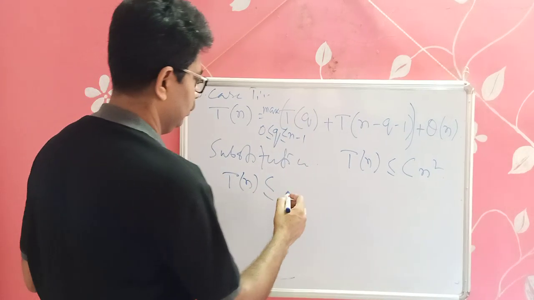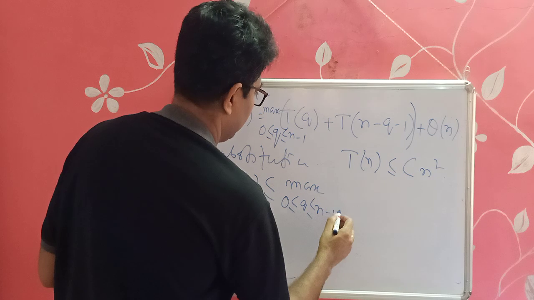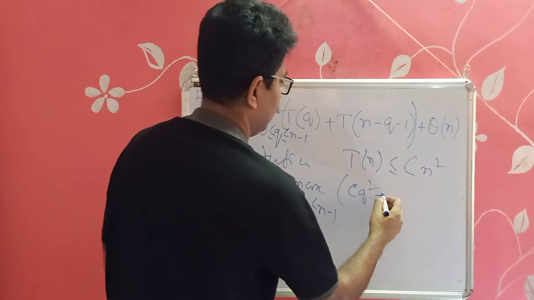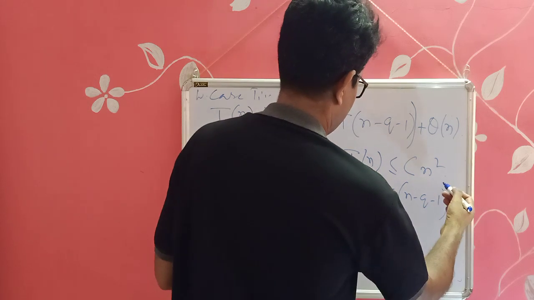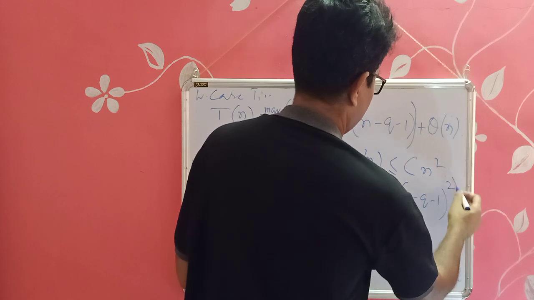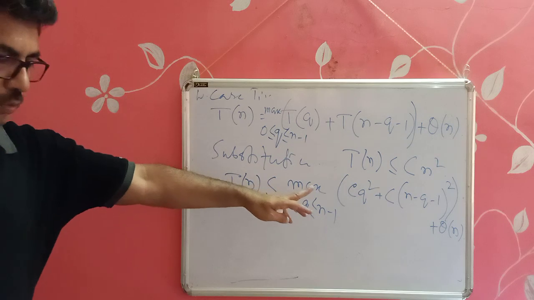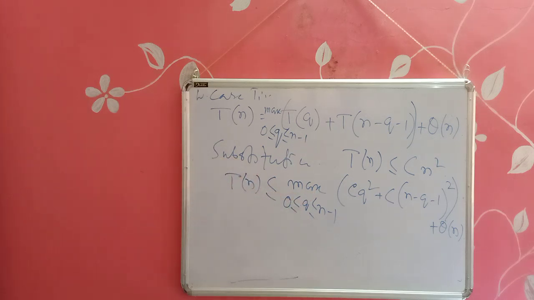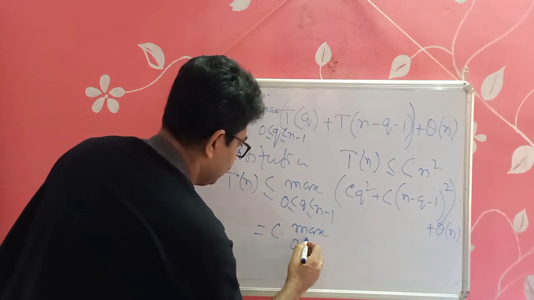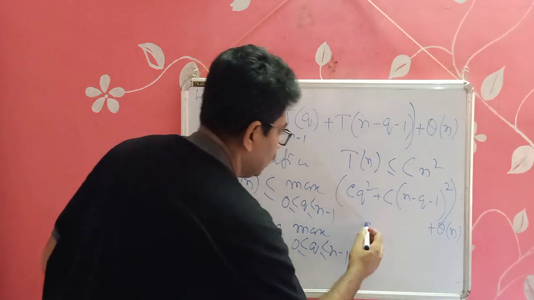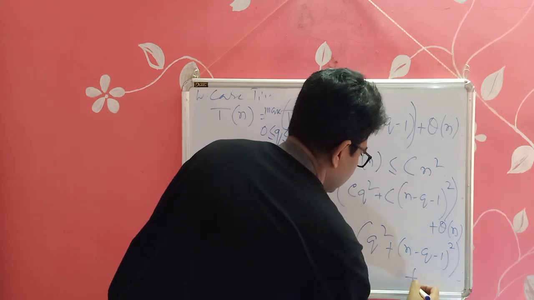Now if we put this value, what we will get? T(n) is less than or equal to maximum of 0 to n minus 1 of c q square plus c into (n minus q minus 1) whole square plus theta of n. So here we can write that this is equal to c into max of q square plus (n minus q minus 1) the whole square, plus theta of n.